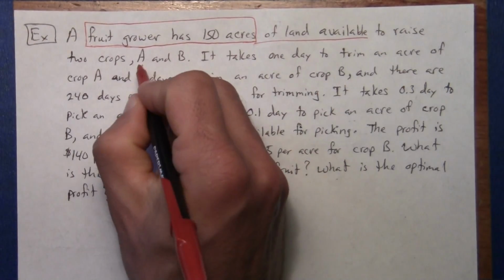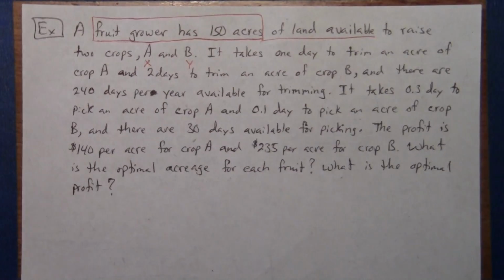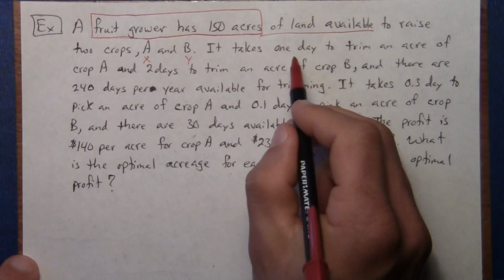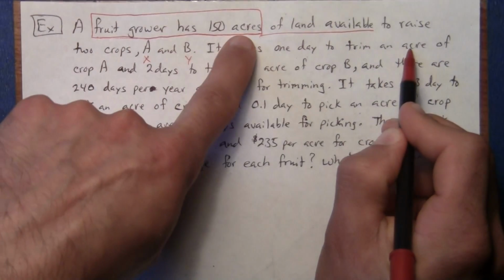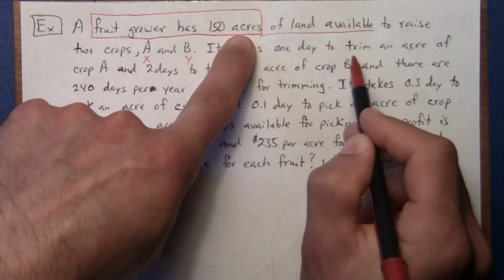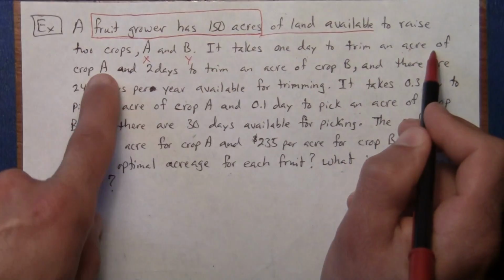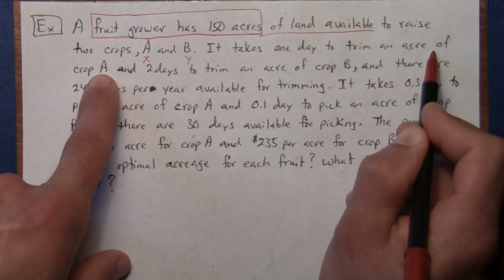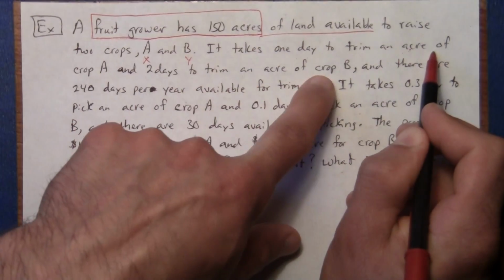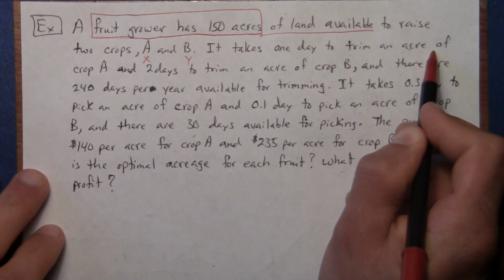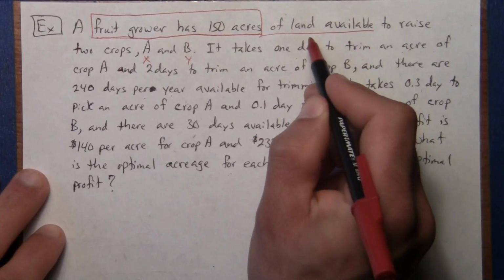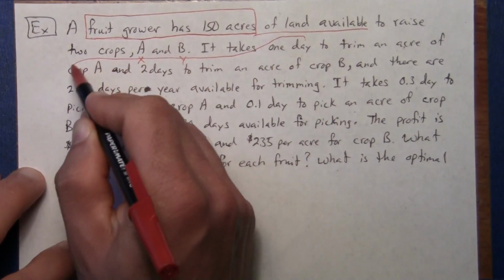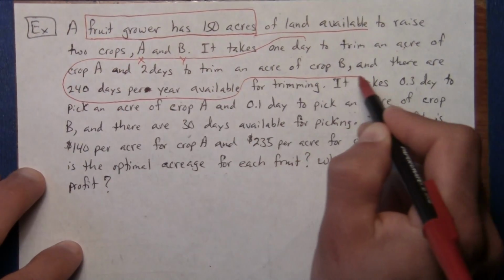A we are going to call X and B we'll call Y, just so that I have X's and Y's when I go to graph it. It takes 1 day to trim an acre. Notice that it's talking about acres. So when it says it takes 1 day to trim an acre of crop A, that's like saying 1X. And 2 days to trim an acre of crop B, that's like 2Y. And there are 240 days available. So that is going to be important.